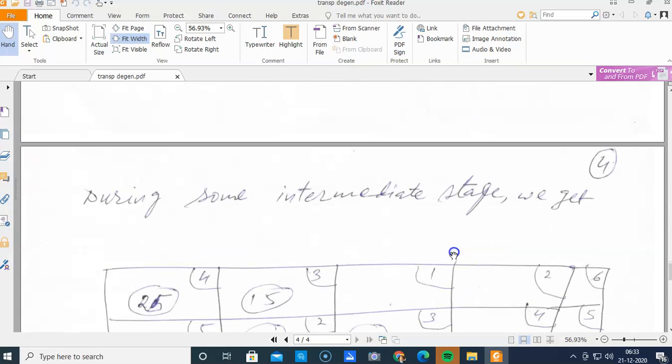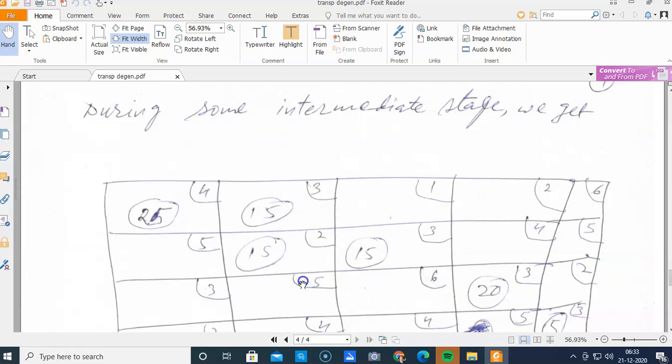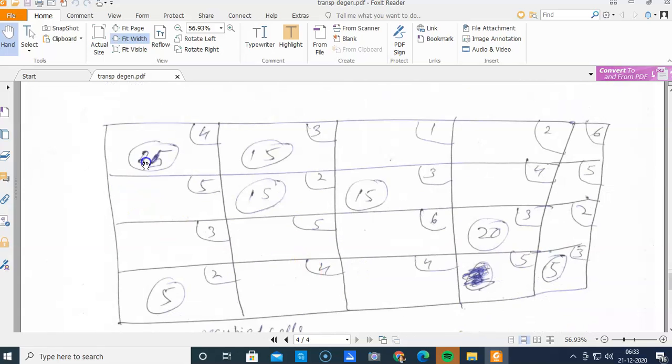Now during some intermediate stage, what we do is we find out ui's and vj's, and then we compute dij's for empty cells, and we proceed on until the solution is optimal. And during some intermediate stage we find a table like this: 1 2 3 4 5 6 7. So 7 occupied cells, not 8. And there is nothing here, it is empty.